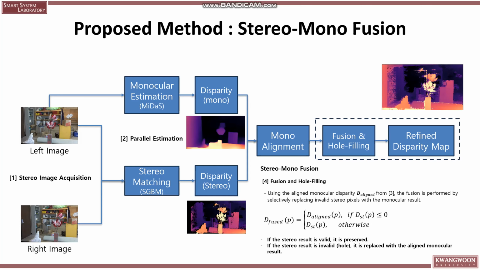The logic is implemented with this simple conditional formula. For each pixel, we check if the stereo disparity value is valid. If it is, we keep the original SGBM value. If it's not, meaning it's a hole, we replace it with our aligned monocular result. By doing this, we create a complete disparity map that preserves the accuracy of SGBM while leveraging the robustness of monocular estimation. Now, let's see how this method actually performs in our experiment.